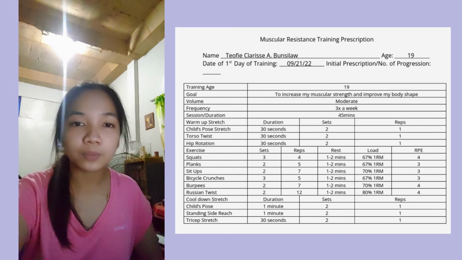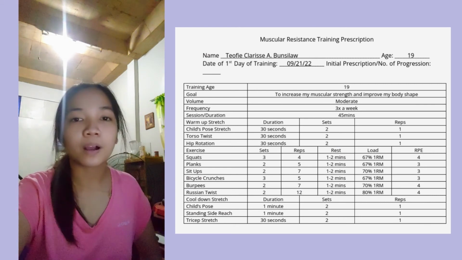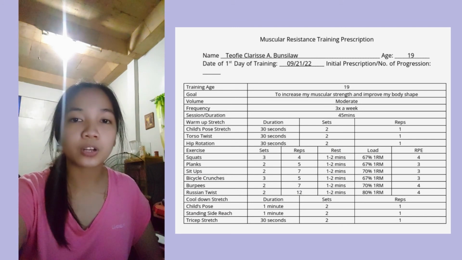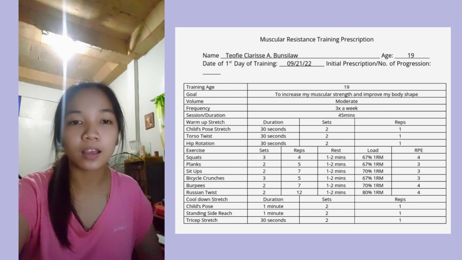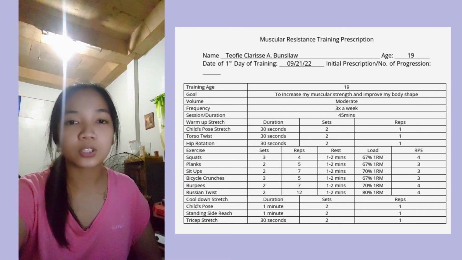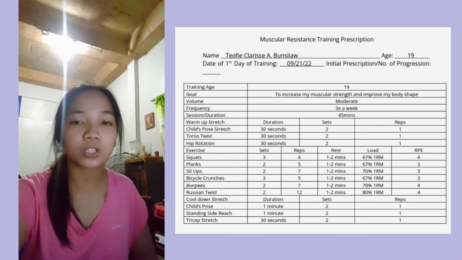And down to the last component is the cool down stretch. This is important to perform after doing the exercises to allow the recovery of our heart rate and blood pressure after the conditioning of the training. My cool down stretch is composed of 3 types of stretches that take 5 minutes, done in 2 sets with 1 repetition. These are the child's pose standing, side reach, and tricep stretch.